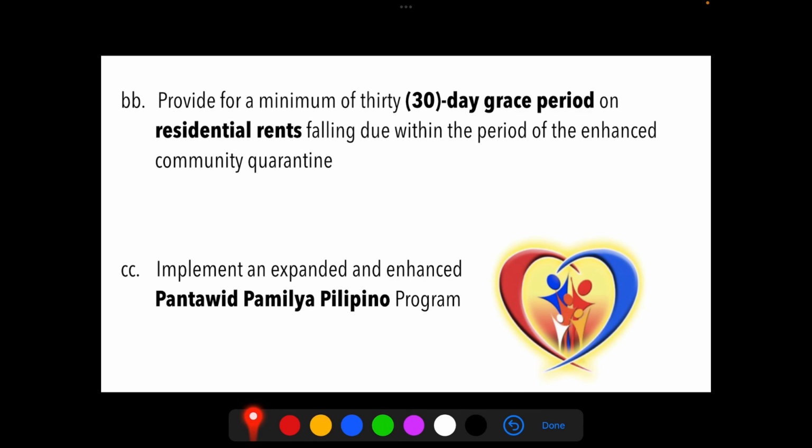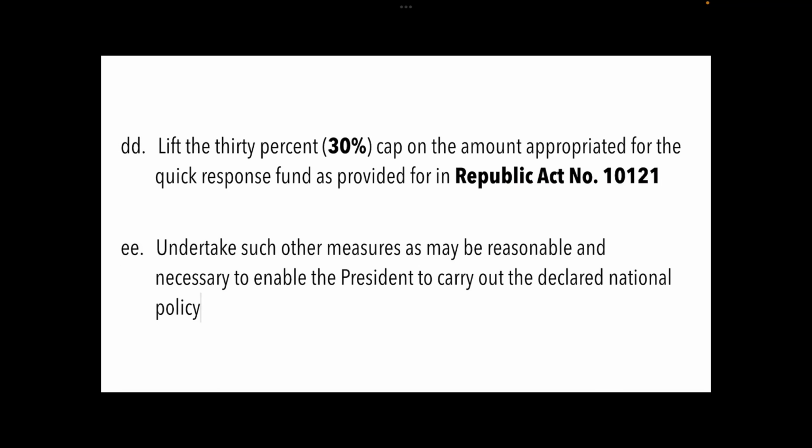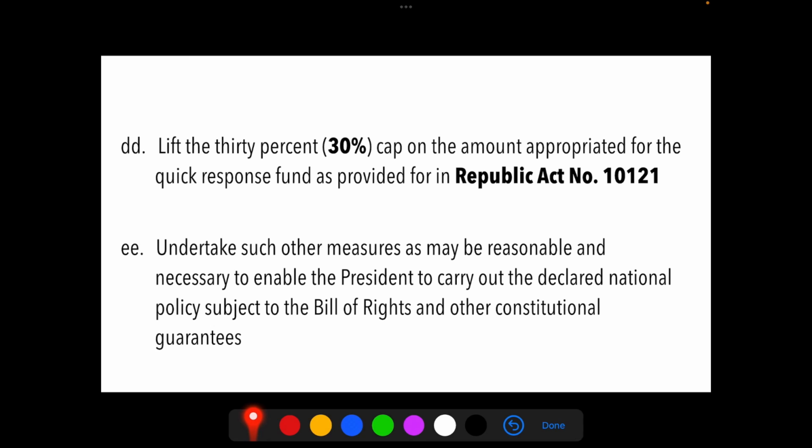Also, implement an expanded and enhanced Pantawid Pamilya program. Next one, lift the 30% cap on the amount appropriated for the Quick Response Fund as provided in the Republic Act 10121. And also, undertake such other measures as may be reasonable and necessary to enable the President to carry out the declared national policy subject to the Bill of Rights and other constitutional guarantees.